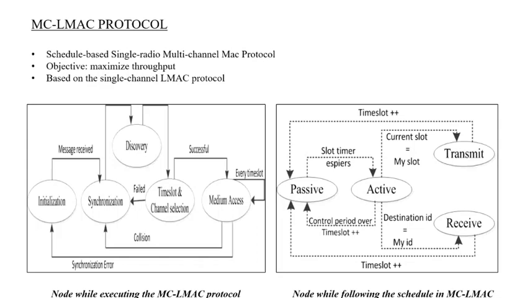So in the initialization state, the node samples the medium for an incoming packet to enter the synchronization state. Synchronization is achieved by a hierarchical scheme started by the sync node and continues hop by hop as each node synchronizes with its parent node. If a time difference is detected, the node rolls back to the initialization state.